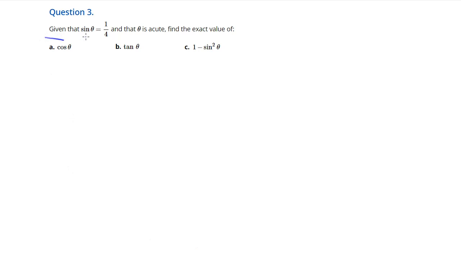In number 3, we've got sine of an angle is equal to 1/4. So if we go over here, we know the sine is opposite over hypotenuse. We draw a right triangle, we draw our angle, and then we draw the opposite and the hypotenuse. And now we've got to figure out what our adjacent is.